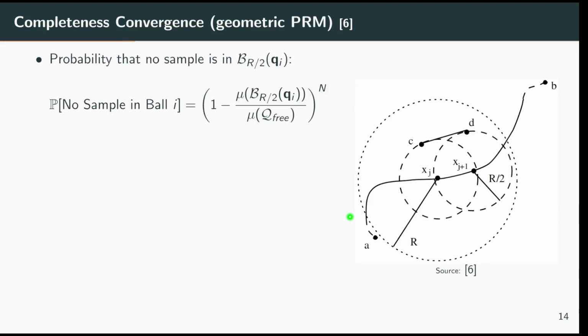And then we can look at the probability that no sample is in the ball, and that means we have to repeat the thing n times. All of these things are independent events because we sample independently, which means probabilities just multiply, which is why we get this nice power in here.